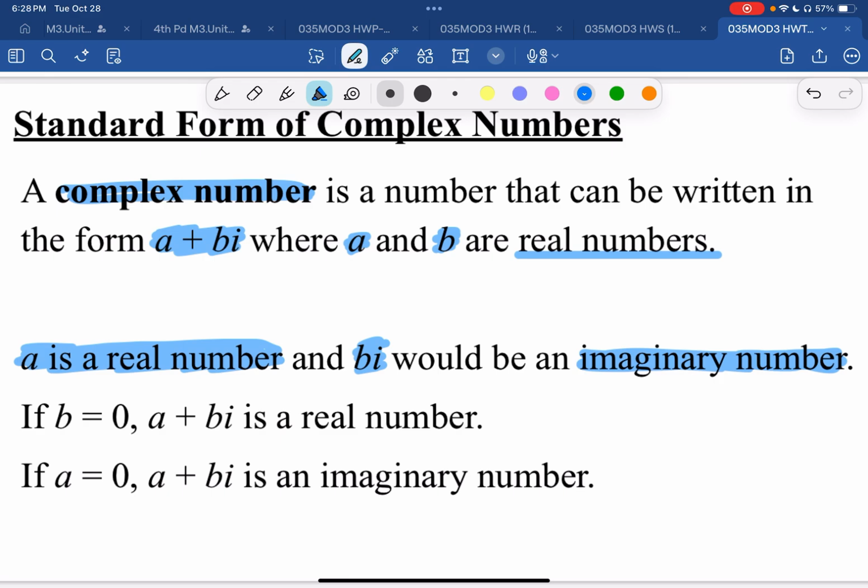If b is equal to 0, the i is not going to be there, so that's going to be a real number. If a is equal to 0, the real part's not going to be there, so it's just going to be an imaginary number. If both pieces are there, it's a complex number. It's going to have a real and an imaginary part.